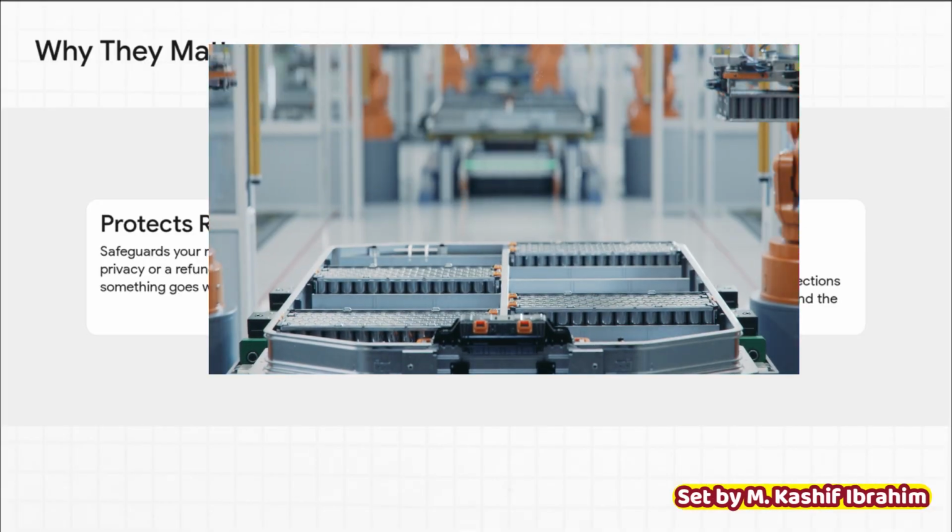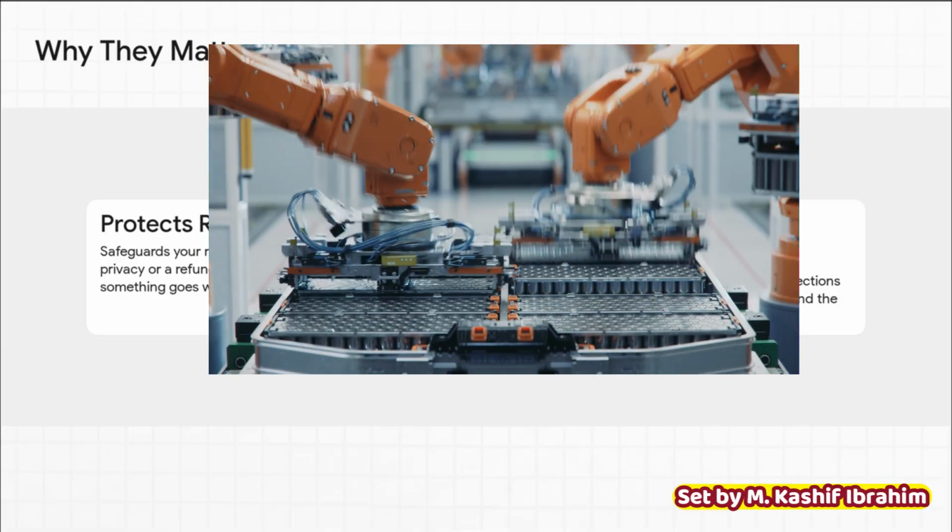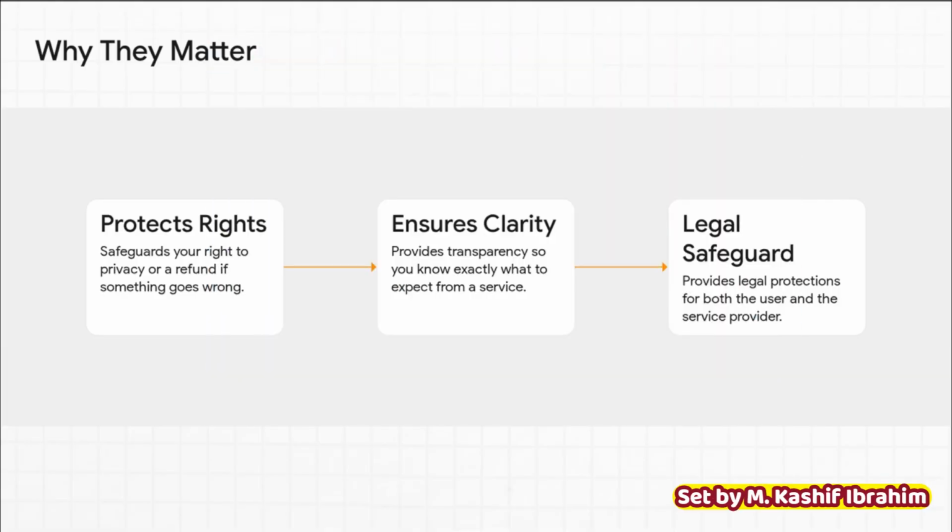So here's the thing. A well-written agreement is actually designed to do three really important things. First, it protects your rights as a user, like your right to privacy or getting a refund if something goes wrong. Second, it's supposed to ensure transparency, so you know what you're getting into. And third, it provides legal protection for both you and the company.